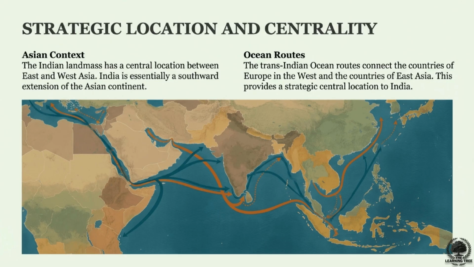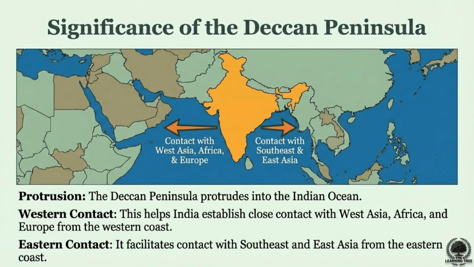This significance is further enhanced by the Deccan Peninsula in the south. The Deccan Peninsula extends prominently into the Indian Ocean. This protruding landform allows close contact with West Asia, Africa, and Europe through the western coast. Similarly, the eastern coast facilitates interaction with Southeast Asia and East Asia. Thus, India's geography supports strong maritime connections on both sides.